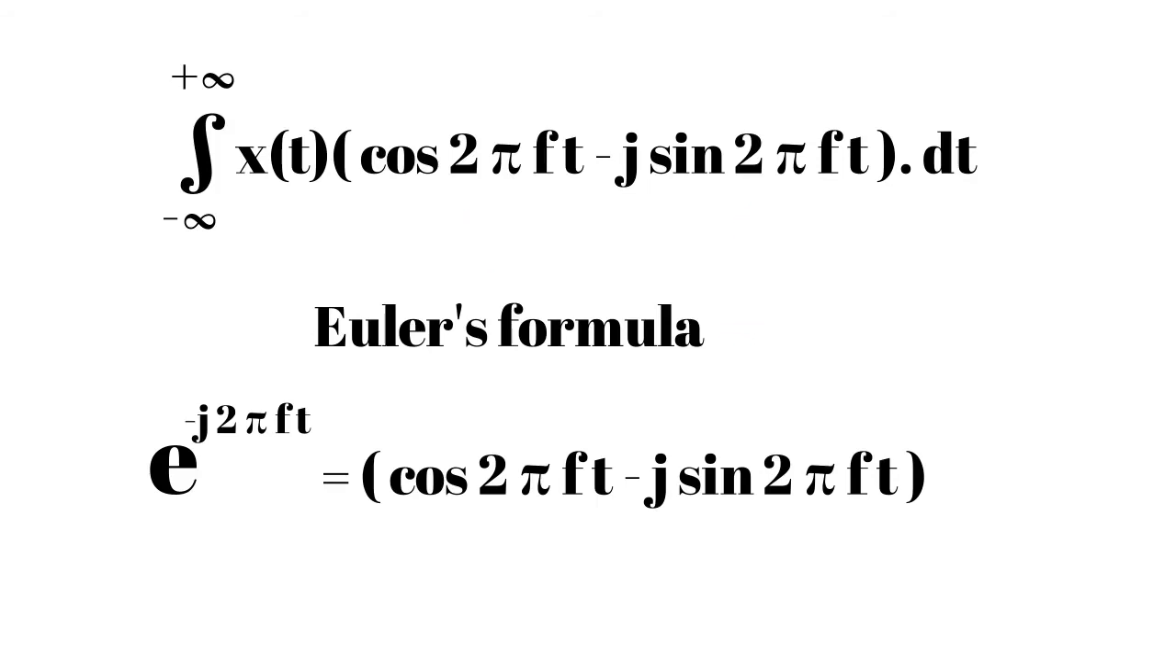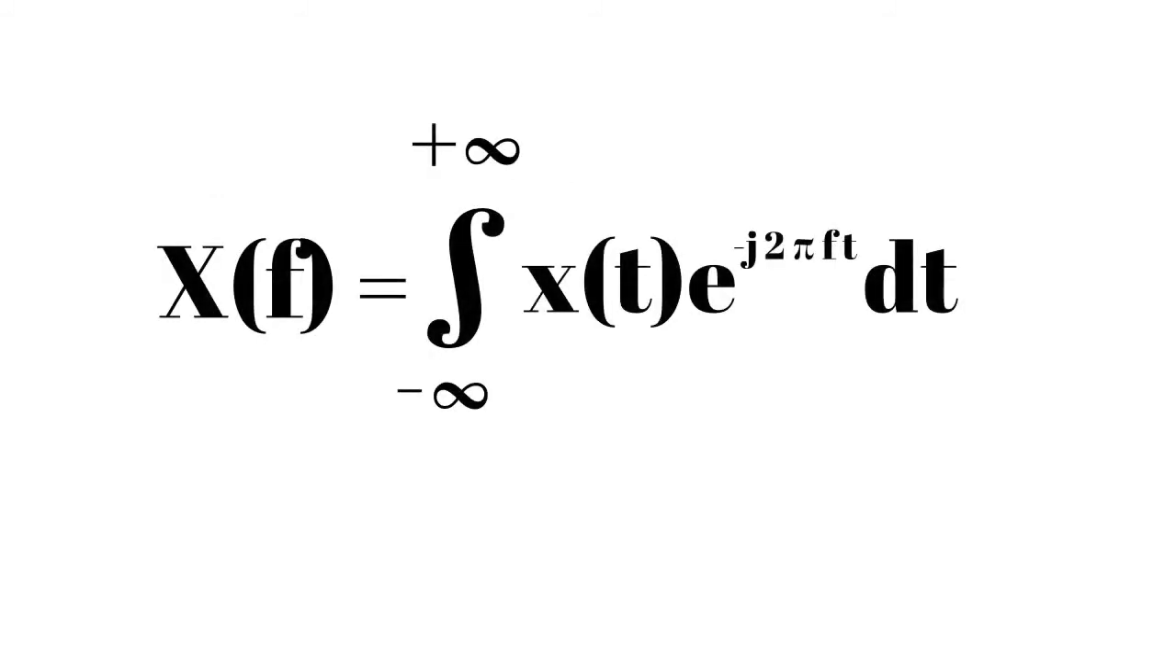After taking this imaginary component into consideration, our multiplication factor changes to cos(2πft) minus j times sin(2πft), minus because we decide to move in reverse direction in phase. So this now becomes e^(-j2πft). We take this and then integrate it over minus infinity to infinity, and this is essentially what the Fourier transform is.